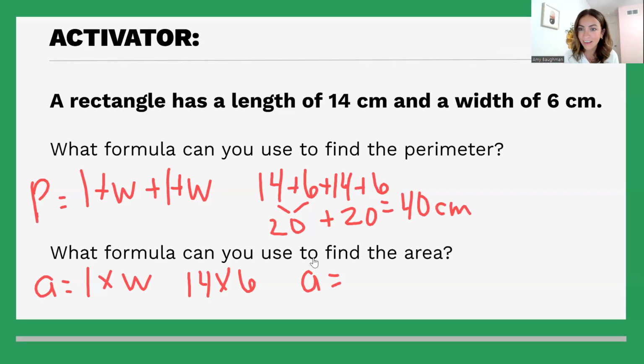Yes, John. 84. Excellent. It is 84. And what are we going to use for our label, John? Not just centimeters. Square centimeters. Yes, you remembered. Excellent. Okay, any questions so far? Boys and girls, make sure you are following along and writing this down in your workbook because you will want to use these formulas for the next several problems.